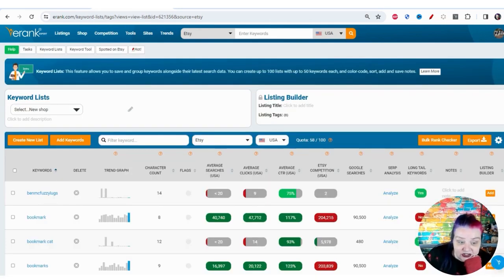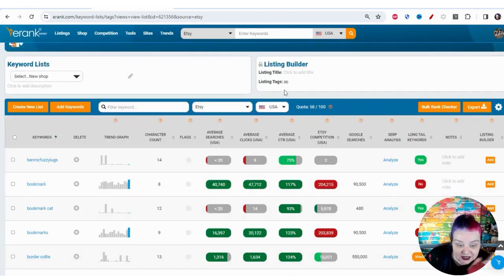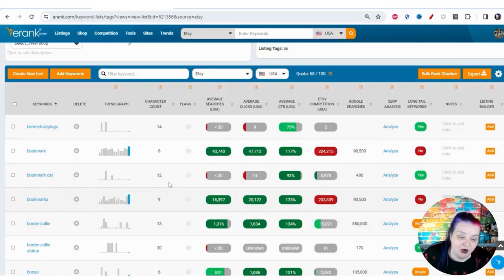We're not building a listing or anything. We're just looking at it because there's all the data here. So this is really cool. For example, obviously the first thing we see is my shop name. People search for that. I have enough listings showing up. I don't even have to think about that. That's good. But bookmark. Now, yeah, I got some views for that.